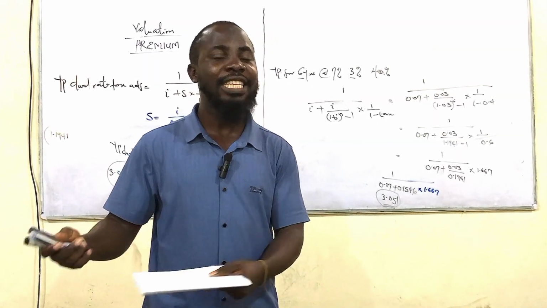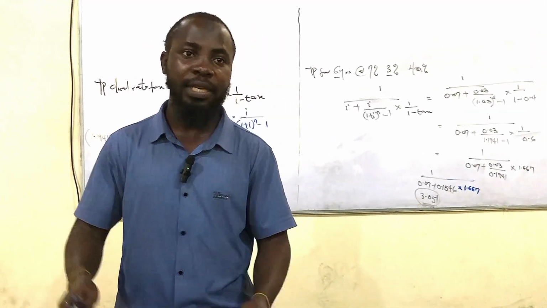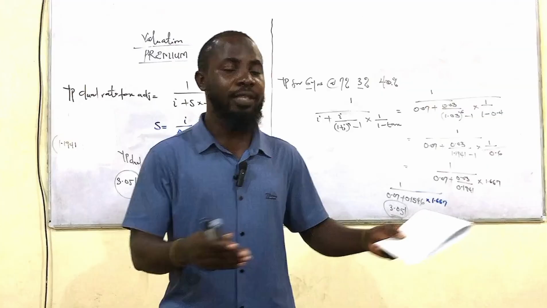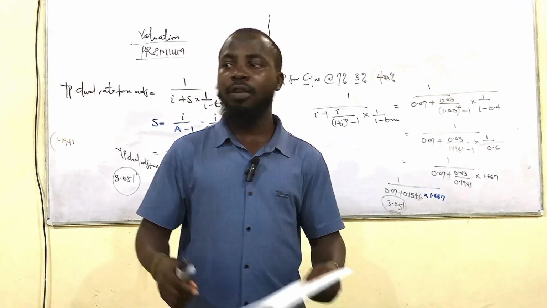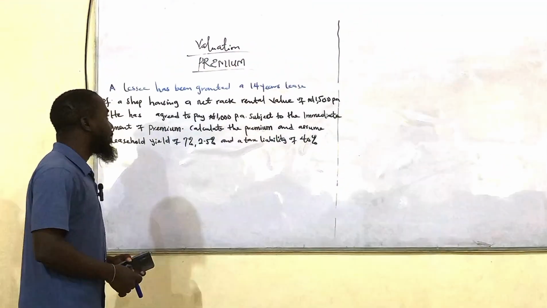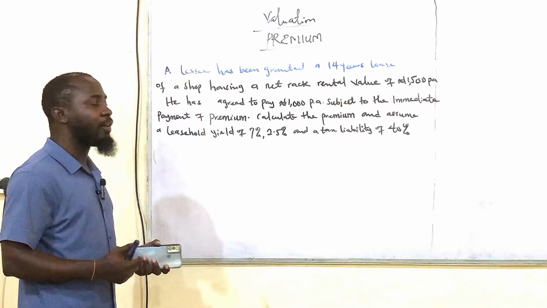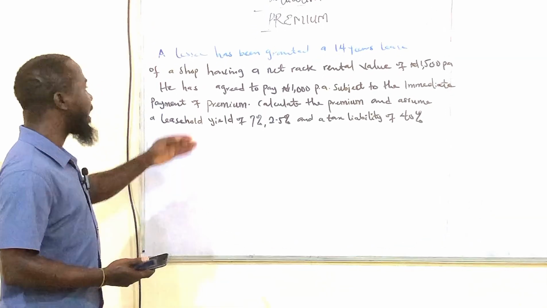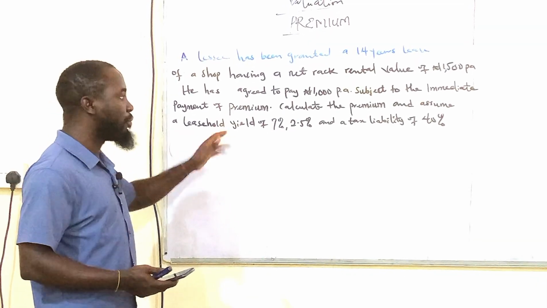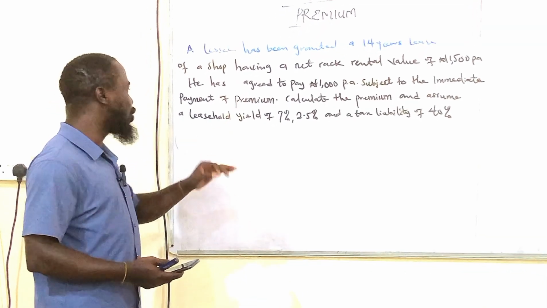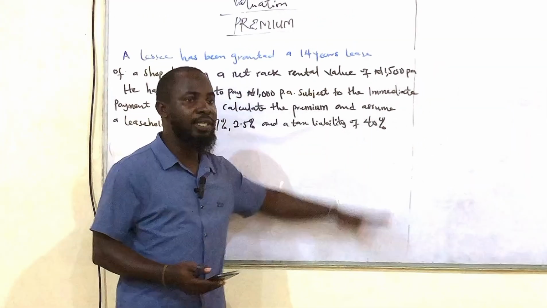If the tenant has requested your service, you will tell him, this is the amount you have to pay, don't pay this. But if the landlord has required your service, you tell the landlord, collect this amount, not this amount. Now, question on premium. A lessee has been granted a 14-year lease of a shop having a net rental value of 1,500 naira per annum. He has agreed to pay 1,000 naira per annum, subject to the immediate payment of premium. Calculate the premium and assume a leasehold yield of 7%, 2.5%, and a tax liability of 40%.